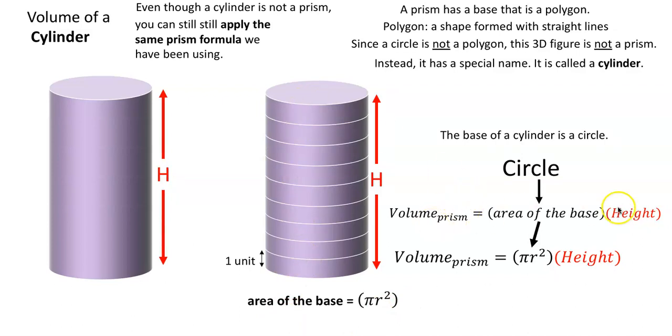Guess what? I just taught you 8th grade material. This formula you can use next year. That is the formula that they're going to have you memorize next year in 8th grade. Pi r squared times height is the volume of a cylinder.